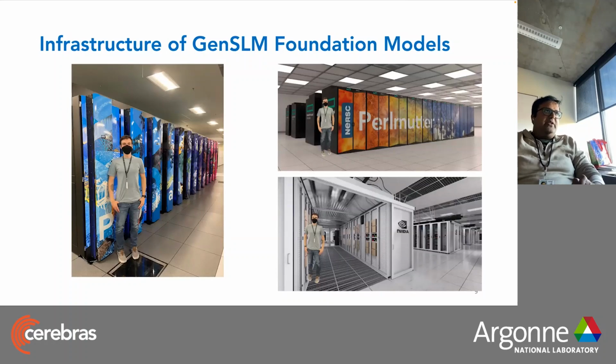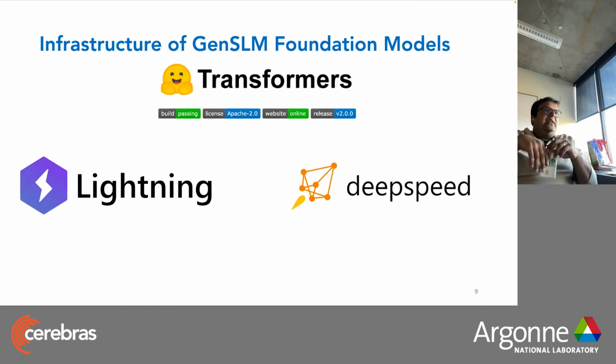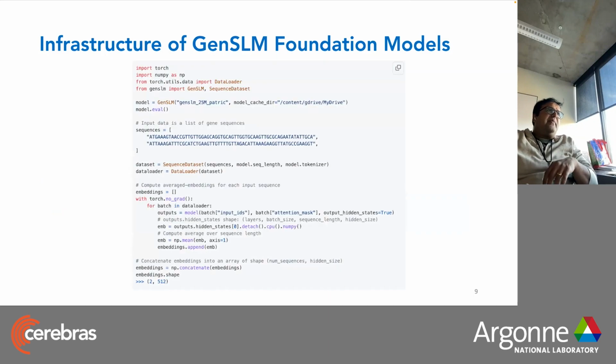And in terms of the infrastructure for training the GenSLM models, we basically used Perlmutter, Polaris, and NVIDIA. And as you can see, Kyle has basically pasted himself on all three machines so that he can say he was on these three systems or system architectures as part of the training. But we also used the Hugging Face interface for all of our training runs, using the transformer libraries as well as PyTorch Lightning and DeepSpeed for accelerating our training algorithms.